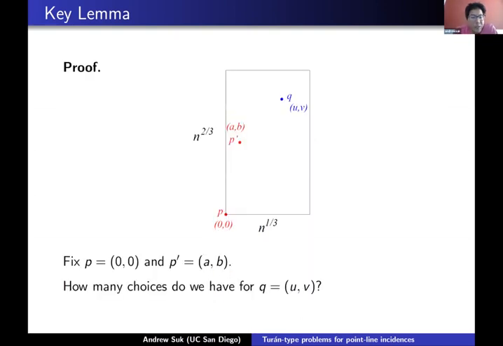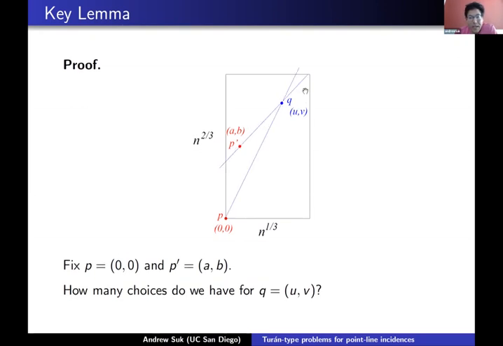And to see why that's true, we can fix two points, let's say P and P prime. And we can assume for simplicity that P is at the origin and P prime is at this location (a, b). So they're fixed, and so they're in the color red. And we want to count the number of grid points Q with the property that there's a line from my line set going through P prime and Q and P and Q.